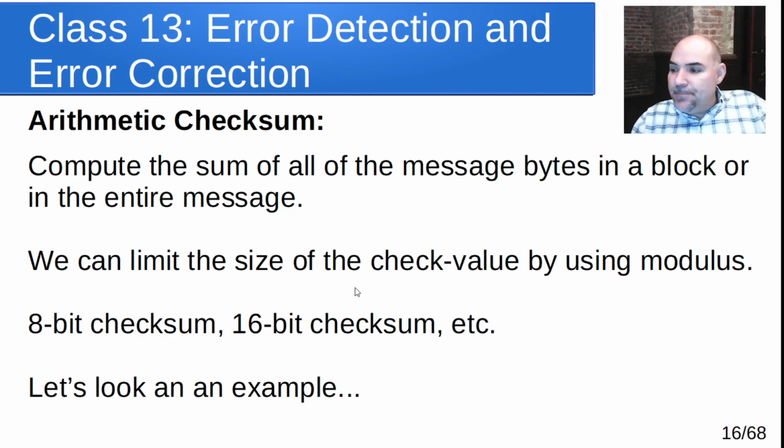Arithmetic checksum. In arithmetic checksum, basically you treat all of the bytes as if they were individual values, either in a block of a certain size or the entire message, and then you just add them all up. To limit the size of that sum, because the sum will grow and grow as the message grows, maybe you would use modulus to get an 8-bit checksum or 16-bit checksum or something like that. So let's look at an example of how this would work.